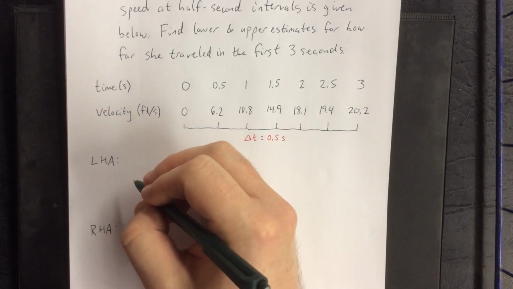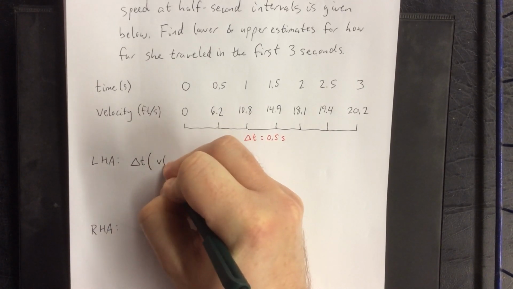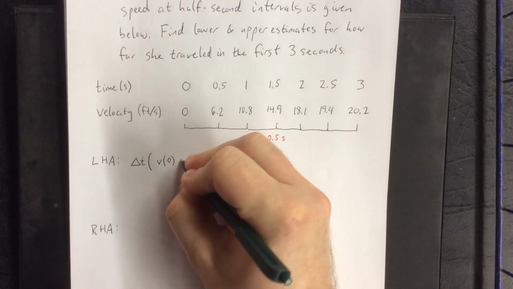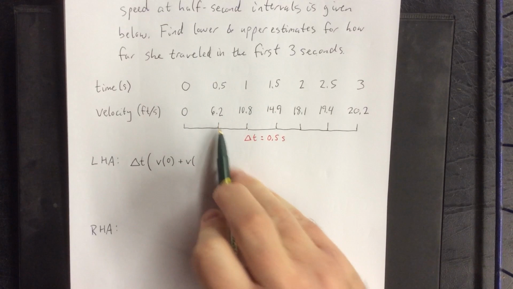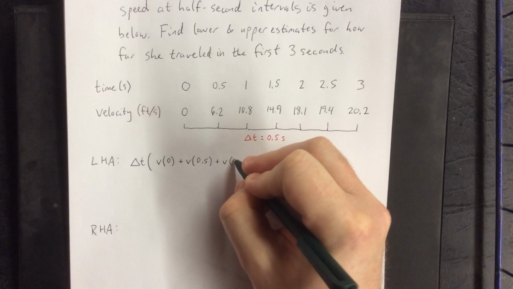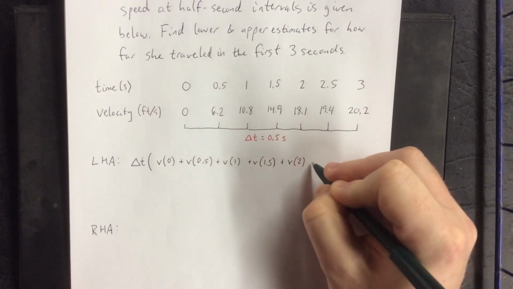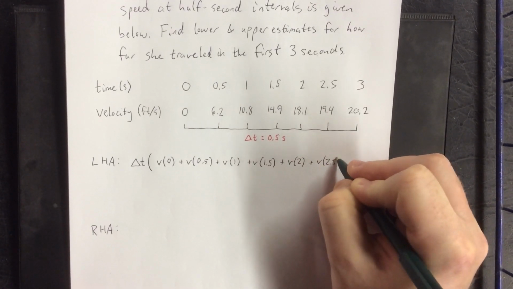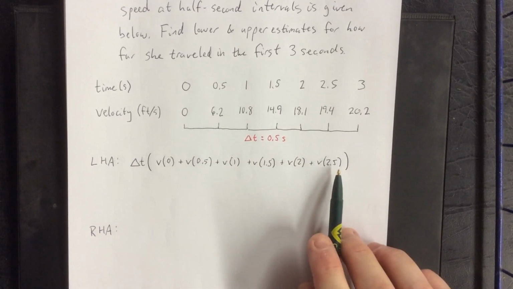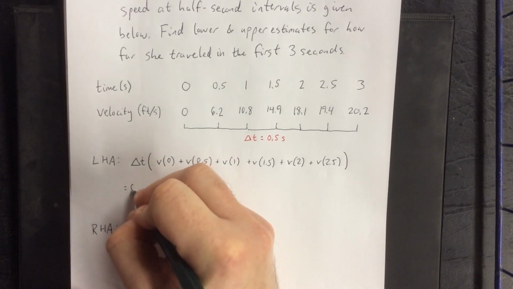So for the left-hand approximation, I am going to take delta t, and I'm going to multiply it by the velocity at. For the first interval, we use the left endpoint, so 0. For the second interval, we use the left endpoint, that's 0.5. Then the velocity at 1, 1.5, 2, and 2.5. Now real quick, this notation means the velocity evaluated at each of these time intervals. That is not multiplication.